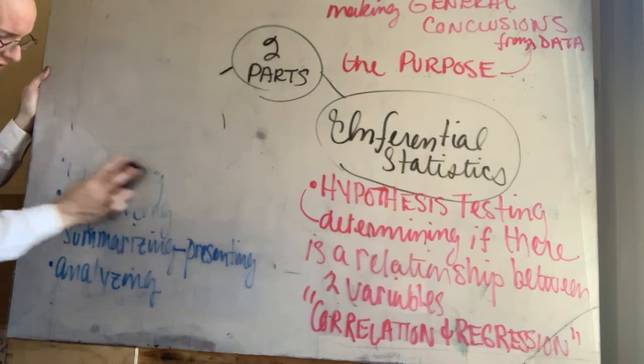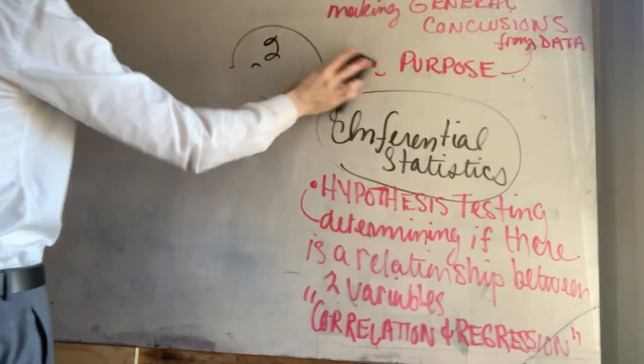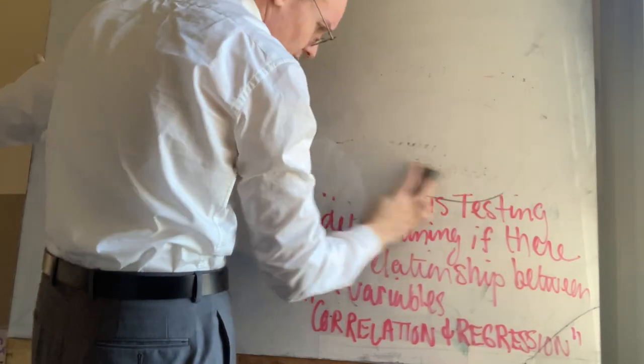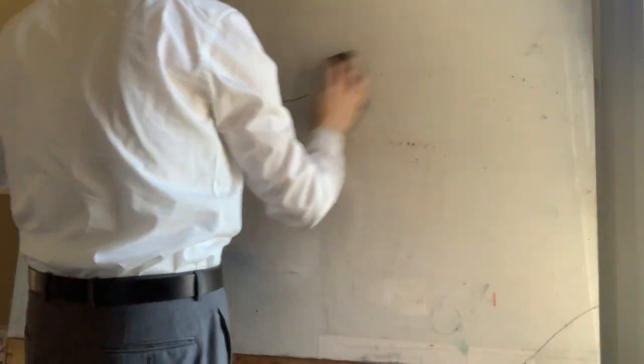Okay. Might seem a little silly that I keep erasing these things and then drawing something else and then doing the exact same thing over and over again, but that's the situation. I have no board space. I'm just trying to organize this information as concisely as I can.